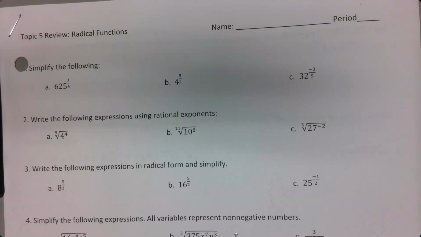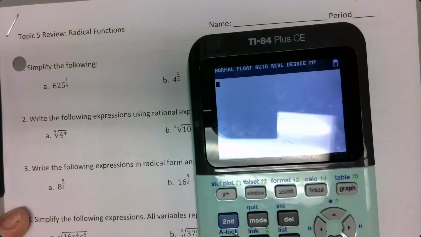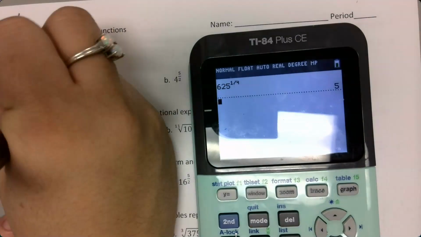So in this video, I'm going to be going over the Chapter 5 review. The first three I can just type into my calculator. So I'm going to go 625 to the 1/4 power. If I have an older calculator, I might want to put my exponent in parentheses. This one gets me 5.